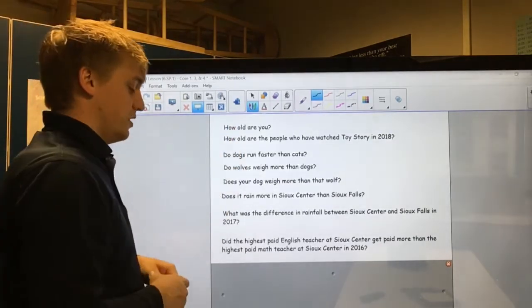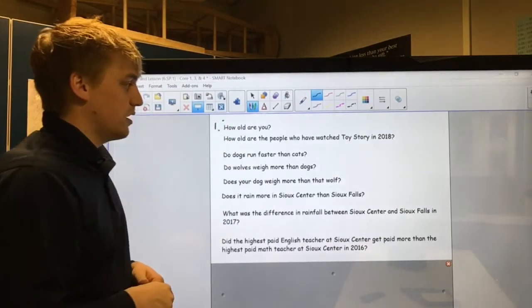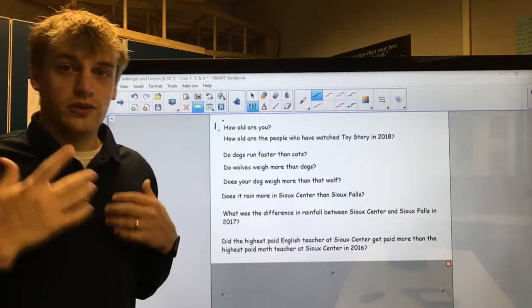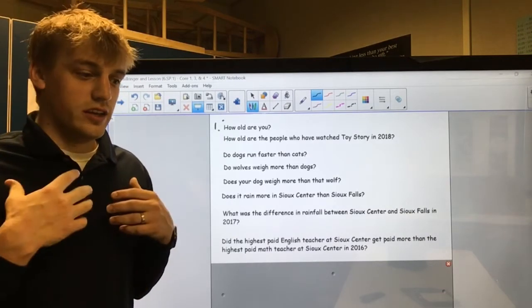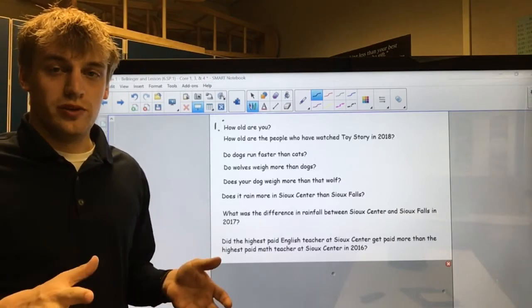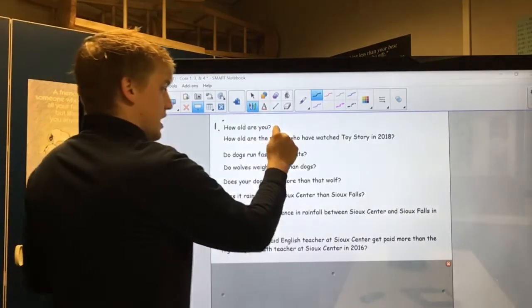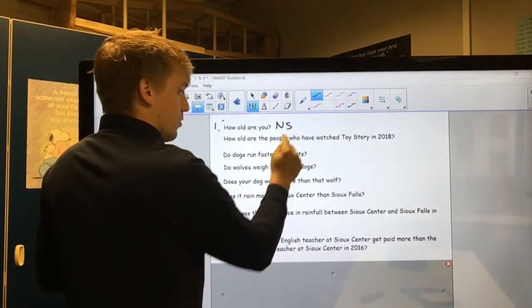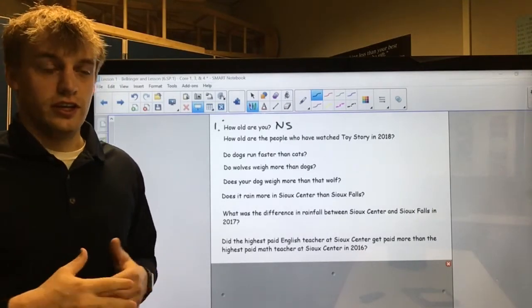The first question says, how old are you? Well, if I ask you how old you are, that's one answer. If I say, how old are you, and you say you're 12, that's one answer. There's no variability. You're going to change age, but there's only one answer. So this is a non-statistical question because there's no variability.